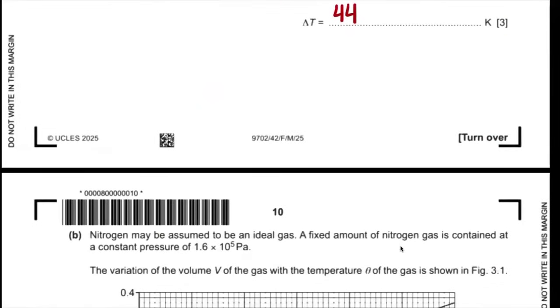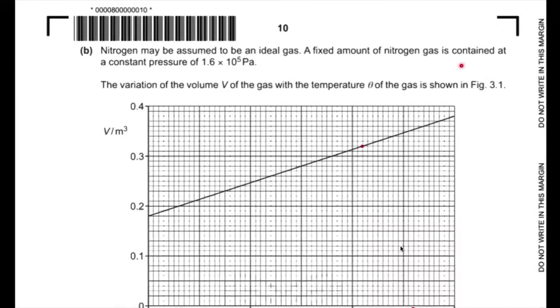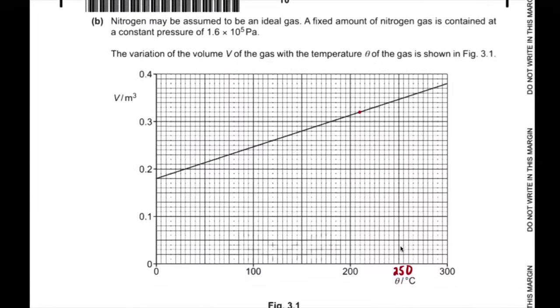Next part, it says nitrogen may be assumed to be an ideal gas. A fixed amount of nitrogen gas is contained at a constant pressure of 1.6 times 10 to the 5 pascals. Variation of the volume of the gas with temperature theta of the gas is shown in figure 3.1. Also, intuitively, that makes sense why the graph is like this.